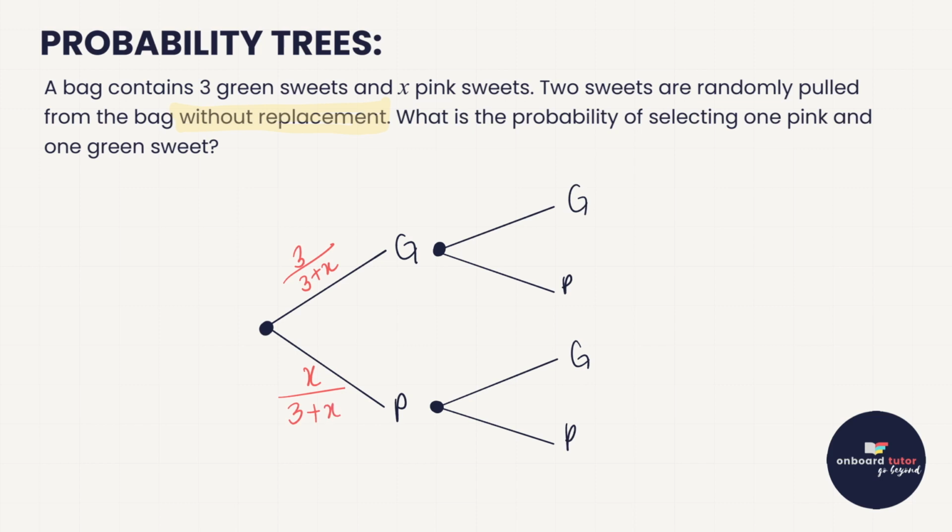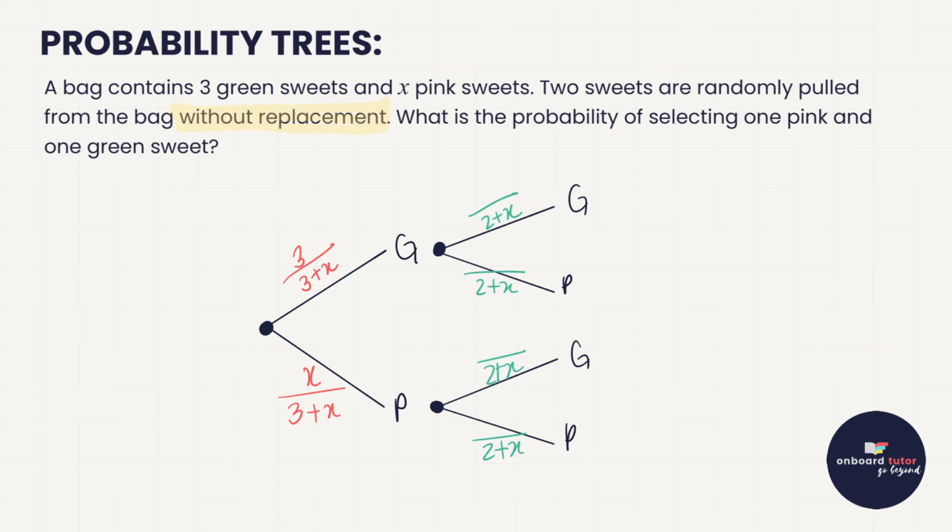3 plus x. Okay, now what's going to happen is in the second batch of branches, I'm definitely going to have fewer sweets. So I'm going to then say this is going to be 2 plus x, because I know no matter what color sweet I chose here, I'm going to have eaten it and I'm going to have 1 less sweet. So just 3 plus x minus 1 is going to give me the 2 plus x that I'm going to use in my denominator for the rest of this question. 2 plus x, 2 plus x.